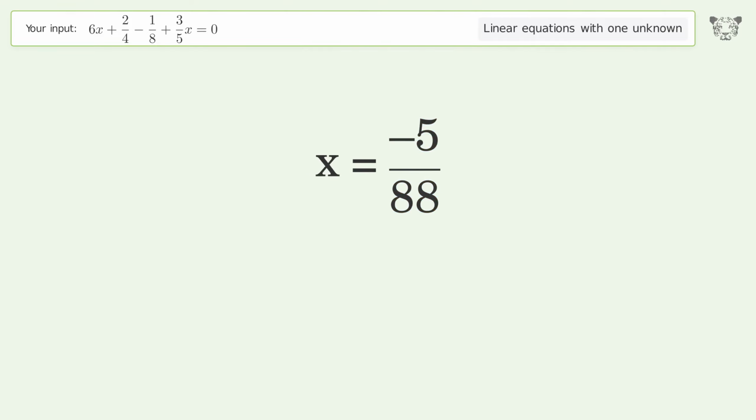And so the final result is x equals -5/88.